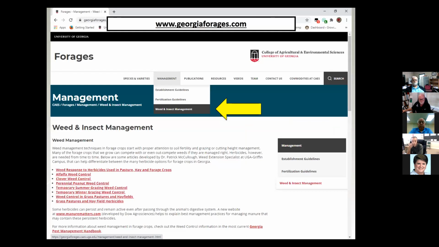Also, just one more website to throw out there is georgiaforages.com. This is our one-stop shop for everything you ever need to know about forage management in the state of Georgia. And there's a whole section under the management tab, where the yellow arrow is on the screen, that talks about weed and insect management. So you can see more information about all these herbicides that we talked about today, how they respond to different weeds. So if you want to know if this is the best herbicide to control this weed, we have a rating for every herbicide that's out there.